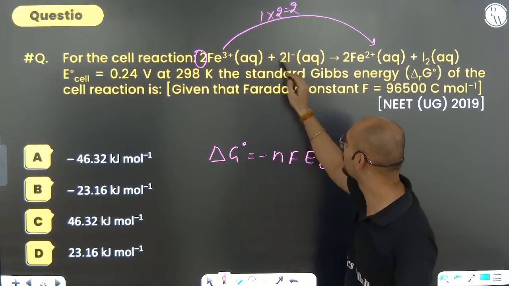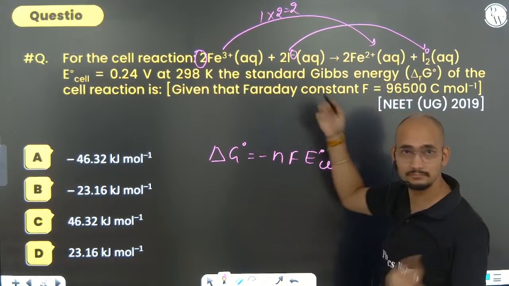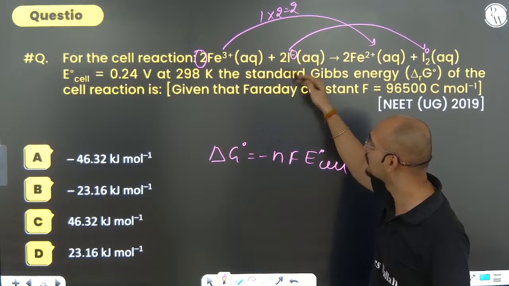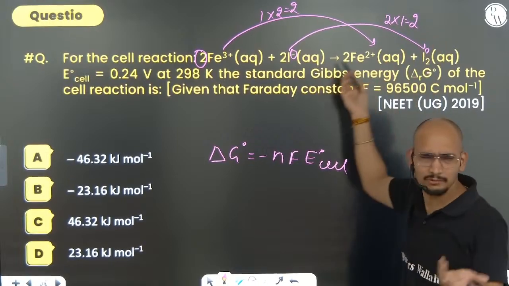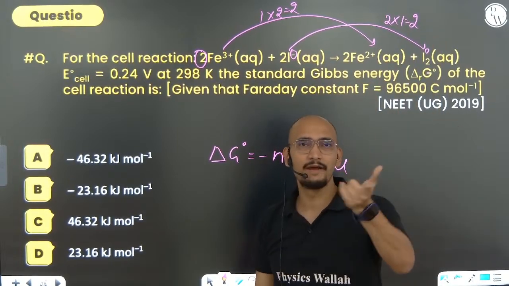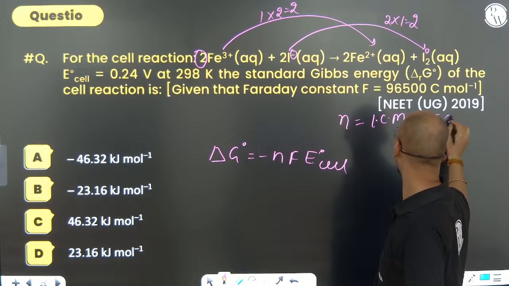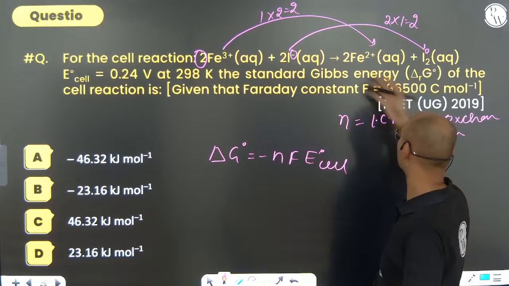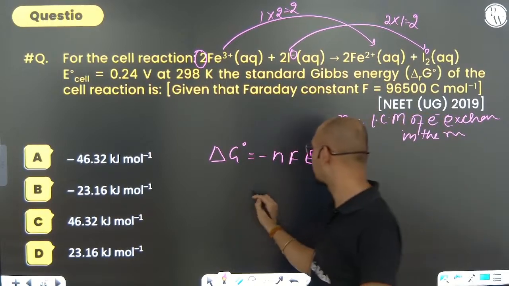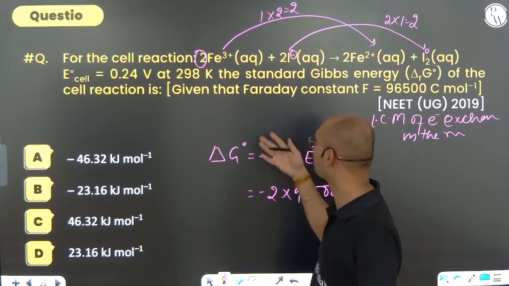Here, what about I minus converting into I2, minus 1 to 0? How many electrons are there after balancing? 2. So 2 into 1 is how much? Always remember how to find the n value: n equals the LCM of electron exchange in the reaction. So the LCM of 2 and 2 is 2. So n is 2, minus 2, F is 96,500 into the E naught cell value.